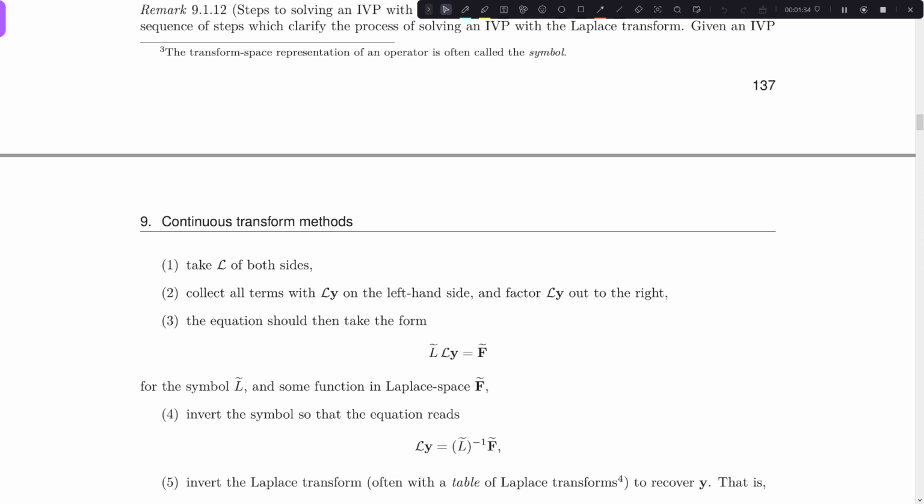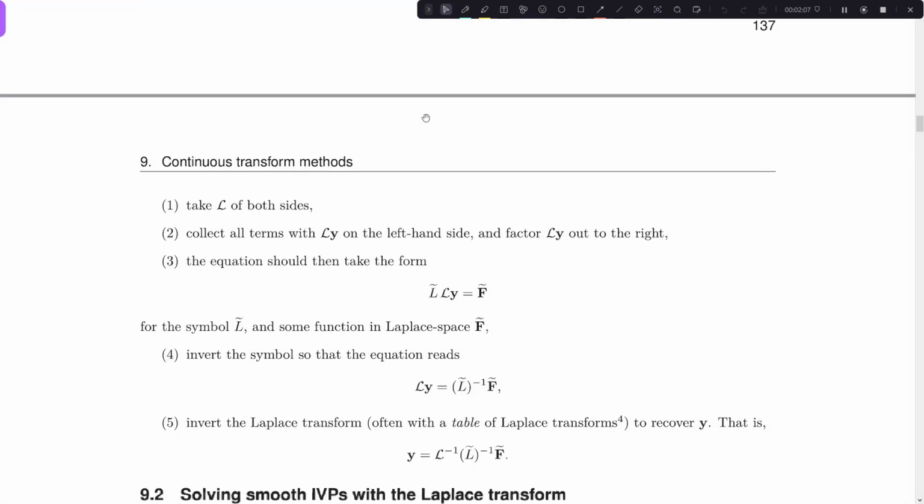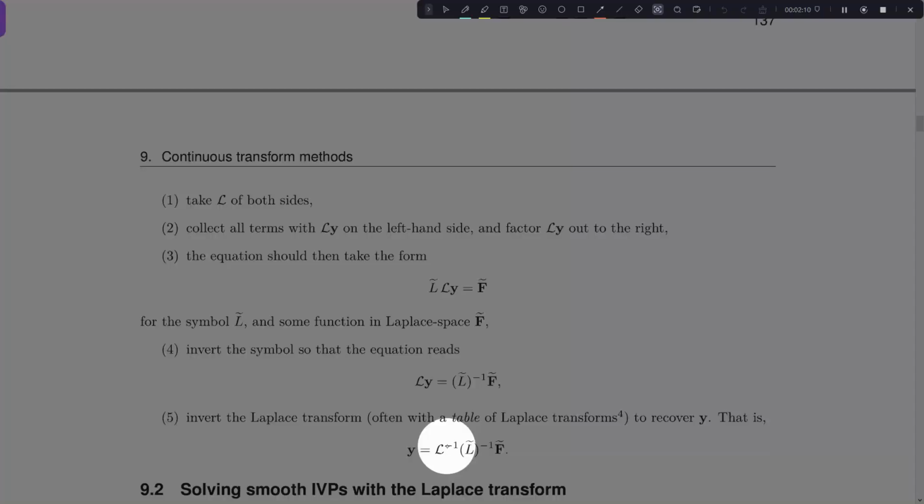These are our steps. So all of today, and really for the next sections as well, this is how you solve problems with continuous transforms, with these steps. You're going to take the transform of both sides of the equation, collect all terms with the unknown function onto one side and factor it out. You then have a symbol against that thing that you don't know, and then you invert the symbol, and you finish by inverting the transform that you started with.